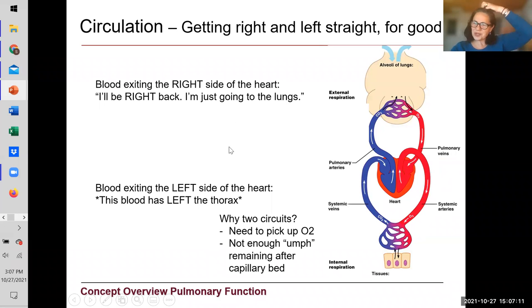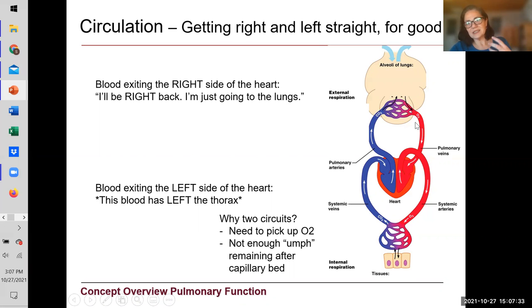Now, why two circuits? This is the other confusing thing. Clearly the blood had to go to the lungs to pick up some oxygen, but why do you have to pump it again? Well, the problem is once the blood has been through this capillary bed, it doesn't have very much force behind it. It's not pushing real hard.